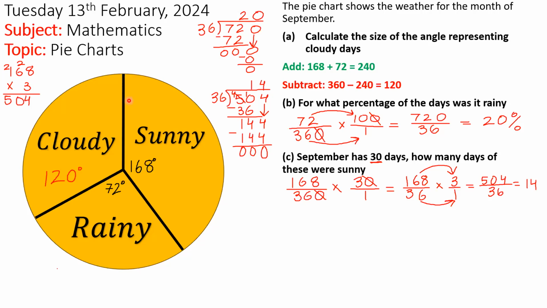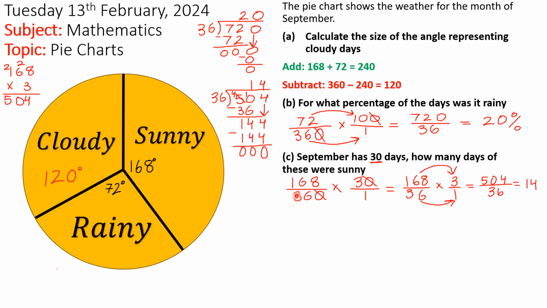Do you understand how we got 14? Yes, sir. Okay, explain how we got 14. We divided 36 by 504. No, start from 168 over 360. Start from that.